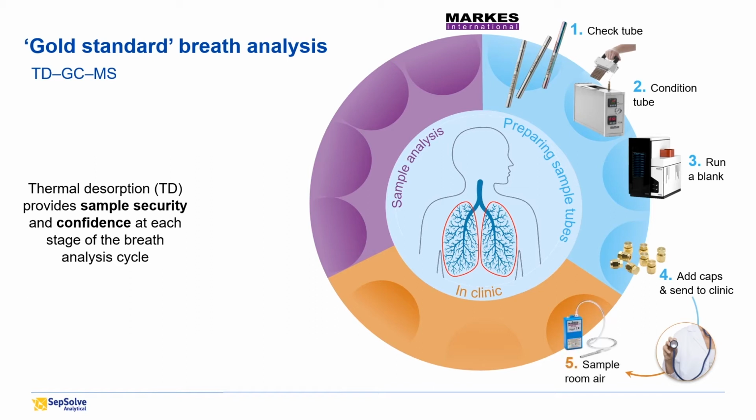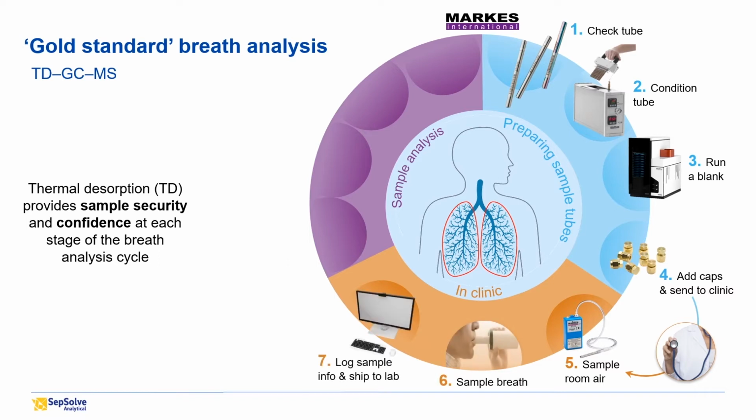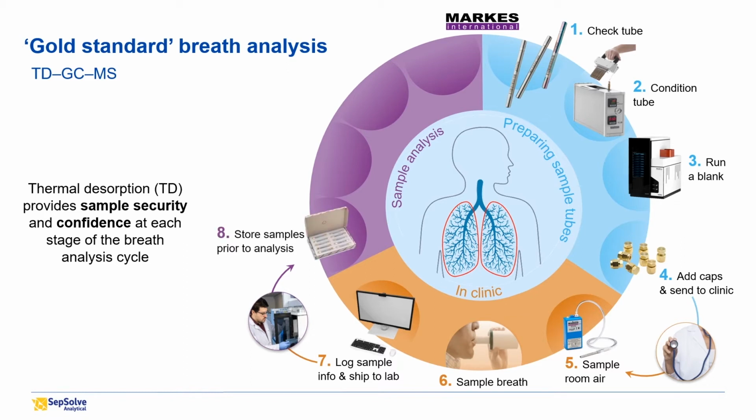On arrival, a sample of room air can be taken for background measurement prior to taking patient breath samples, and logging both of these before recapping and shipping back to the lab. At the lab, sample analysis can then begin. Dry purge can be used to remove water, and samples can be stored securely prior to analysis. When ready, calibration or QC standards can be run to enable quantitation and check system performance.